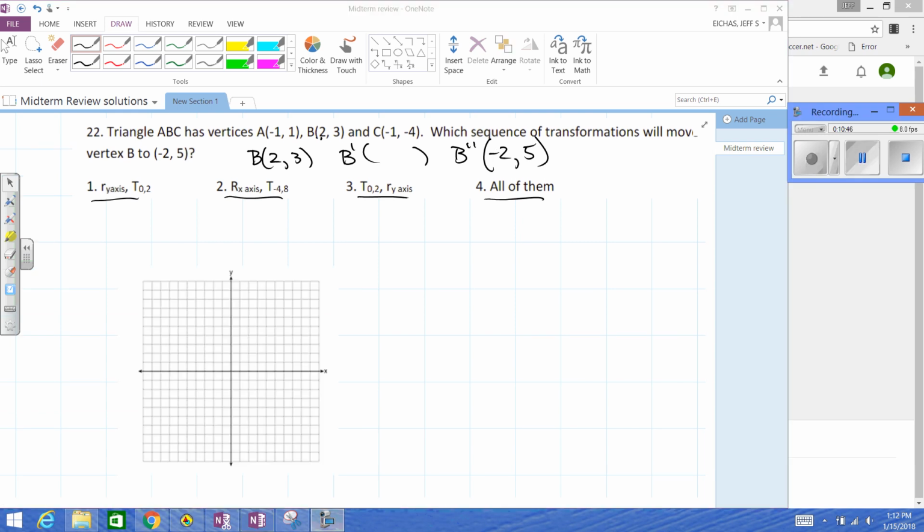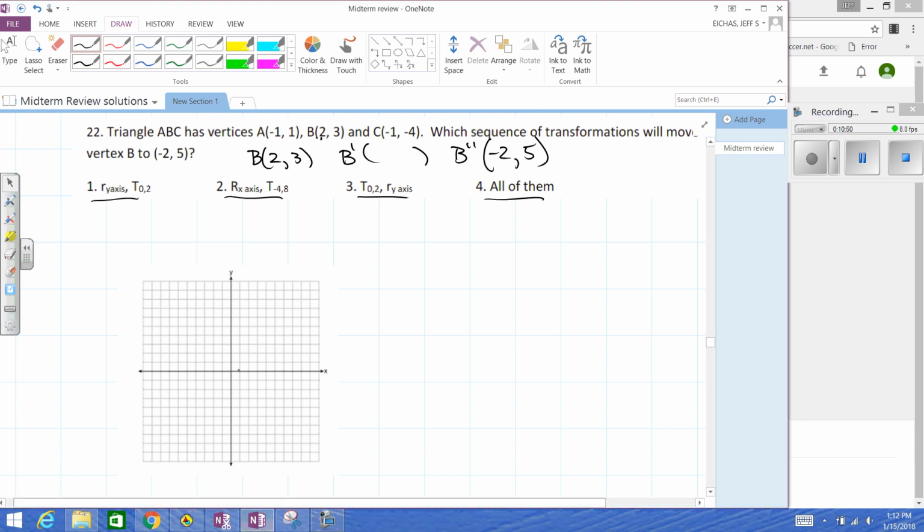Okay, so really we don't have to graph the whole thing. Let's just graph 2, 3. And then that's B, right? We have to land at B double prime, negative 2, 1, 2, 3, 4, 5. That's where B double prime has to be.